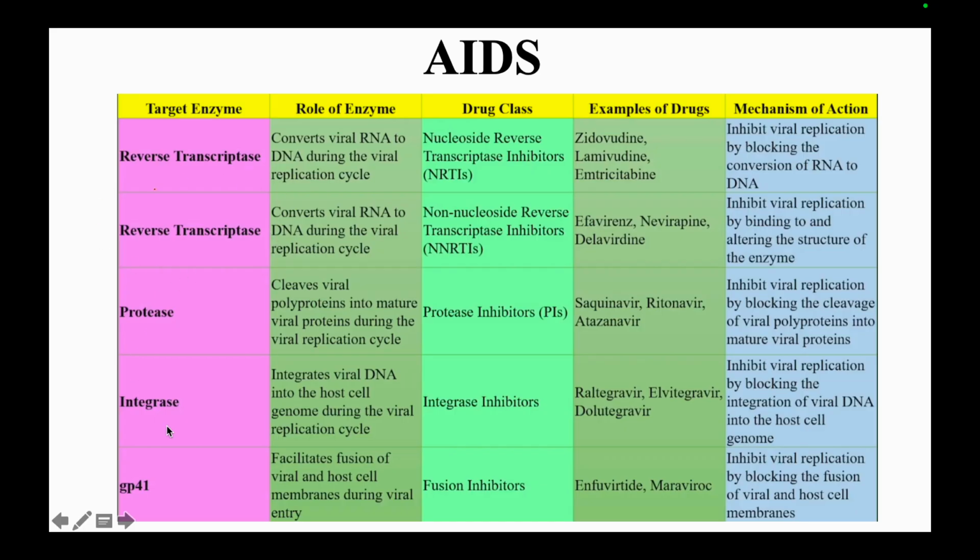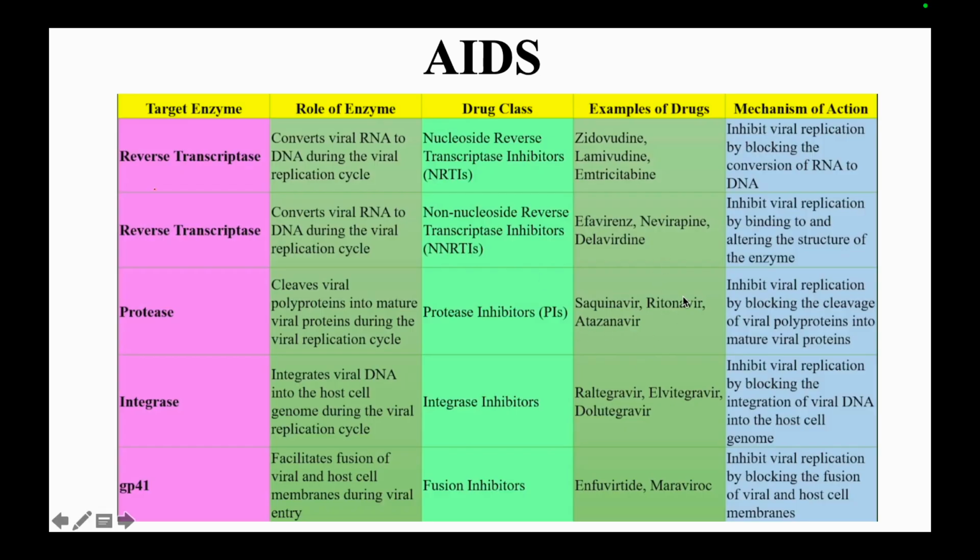Then we have other enzymes like protease, integrase, and GP41. These are the enzymes required during the packaging and integration processes of the virus. For example, proteases cleave the viral polyproteins. We have huge proteins which are cleaved by the protease enzyme to give us different proteins which are required for viral packaging and replication.